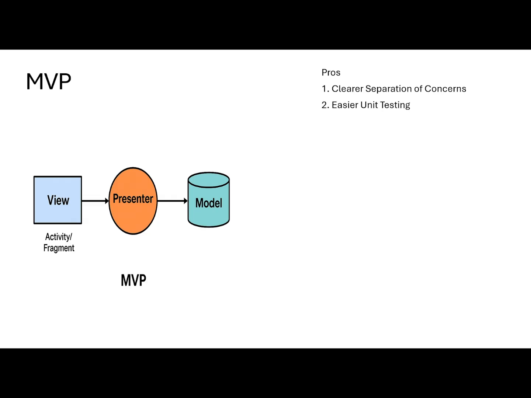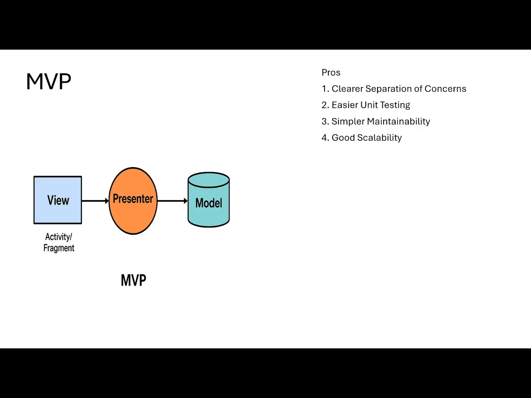Easy to test. MVP is easy to test because view and presenter communicate via interfaces, which means they are loosely coupled. This allows us to easily mock the view or the model while testing the presenter's logic. So all these points make this pattern easy to maintain and scalable as well.